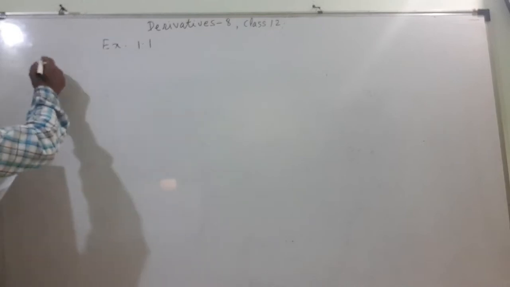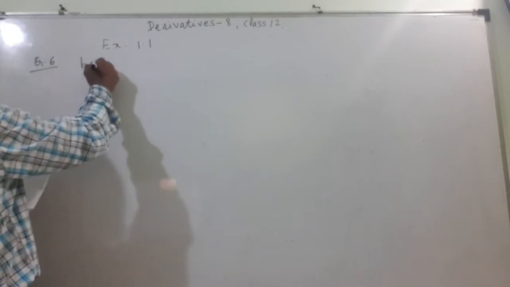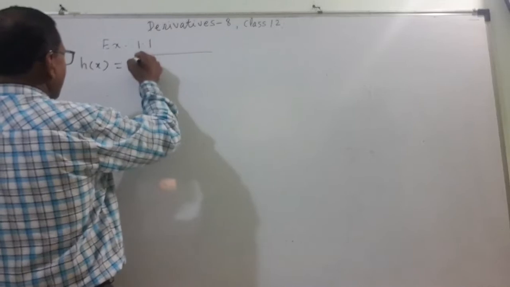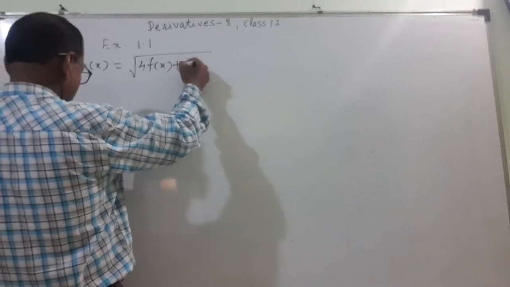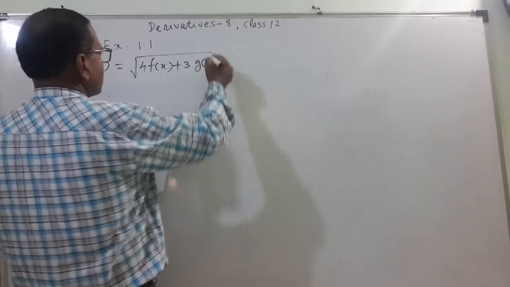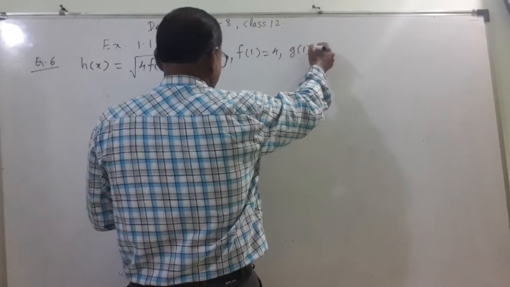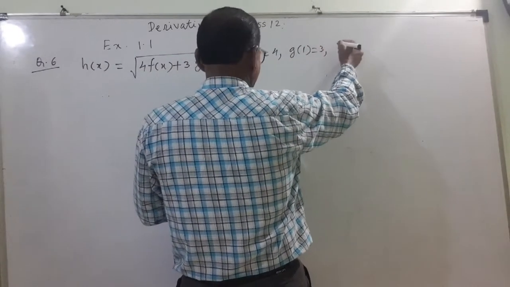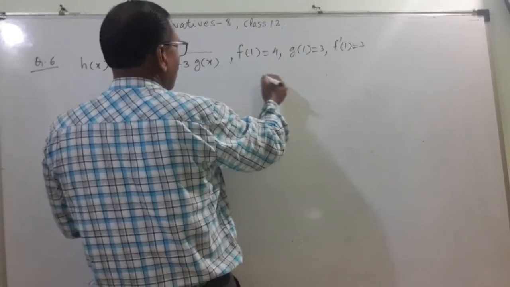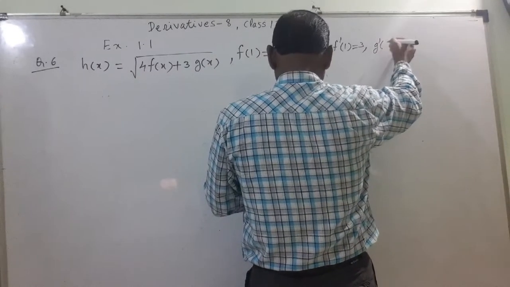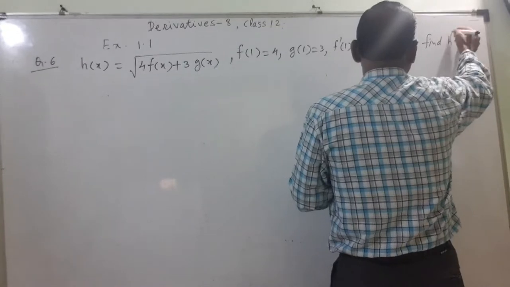Question number 6. This is once again a very important sum. h of x is equal to under root of 4 f of x plus 3 g of x. f of 1 is given as 4, g of 1 equal to 3, and f dash of 1 equal to 3. g dash of 1, here only I will write, g dash of 1 equal to 4. Find h dash of 1.